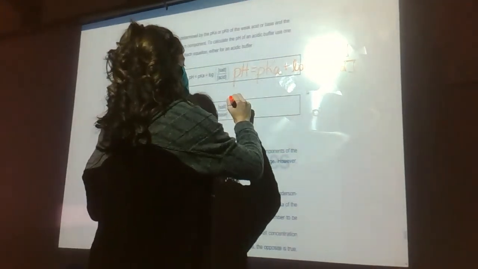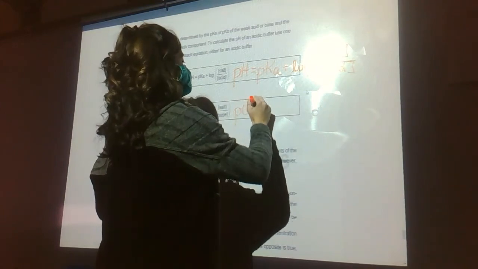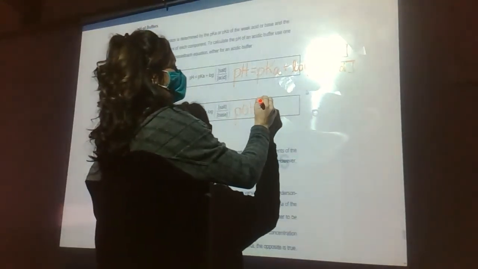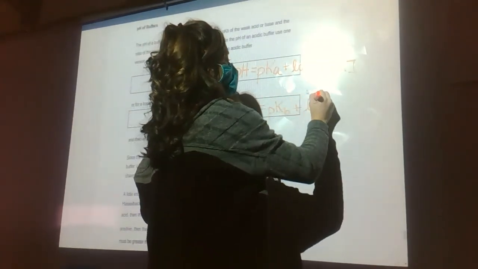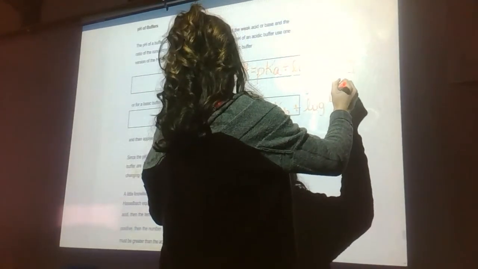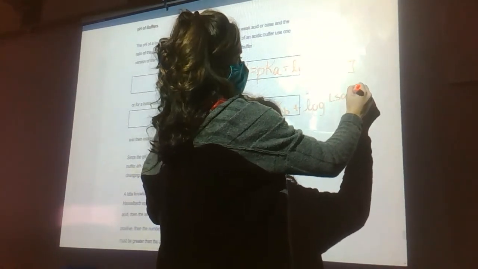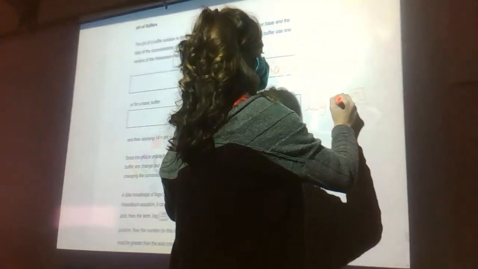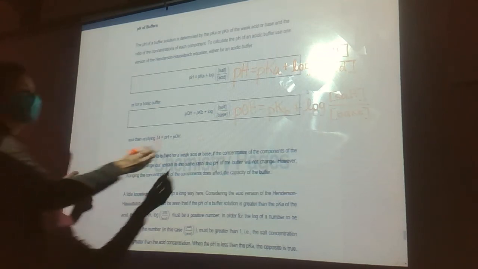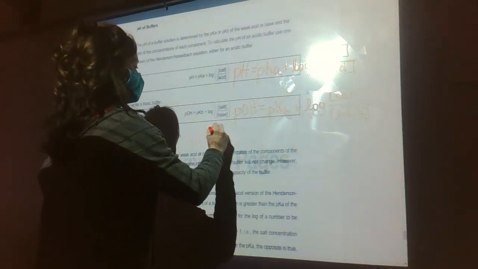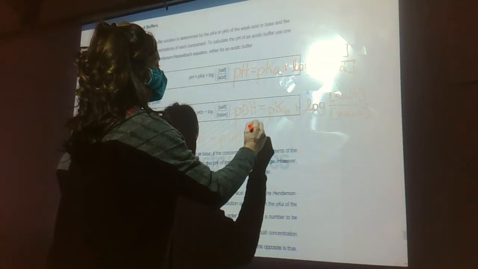Inversely, for a weak base buffer, the pOH is equal to the pKb plus the log of salt over base. And then if you want to know the pH, remember pH plus pOH equals 14.